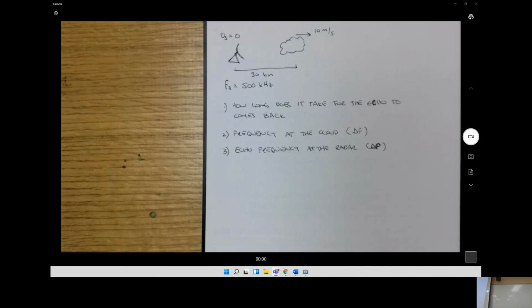Are we still using 340? Oh, yeah. Let's assume that the speed of sound is 340.